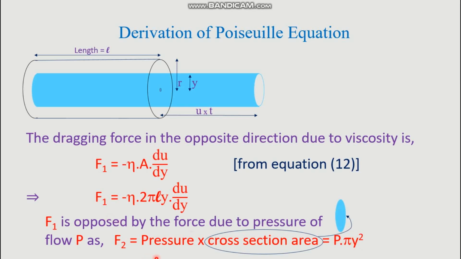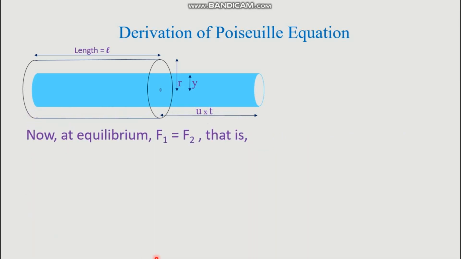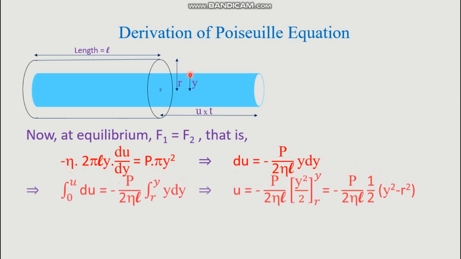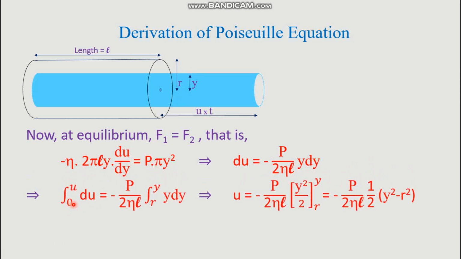Now at equilibrium F1 must be equal to F2. After rearranging the expressions, we get du equals minus p by twice eta L into y dy. Now we have to integrate by giving limits. When the distance is from here to here, at this point the velocity of the layer is 0. So the lower limit here is r, and that of velocity is 0. Whereas if the radius is y, then the velocity is u. So du has lower limit 0 and upper limit u, whereas y dy has lower limit r and upper limit y.